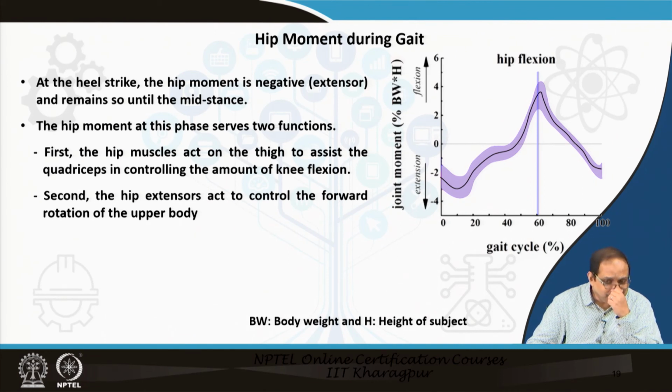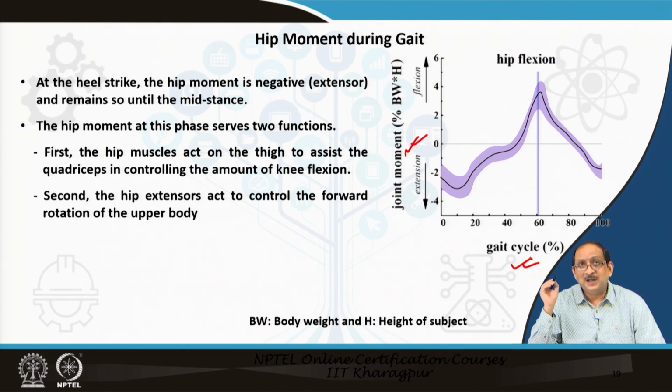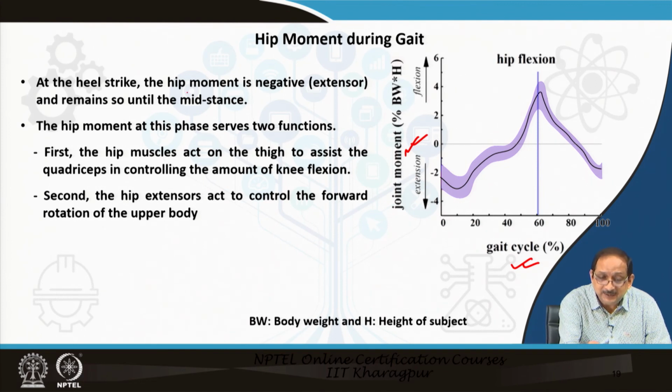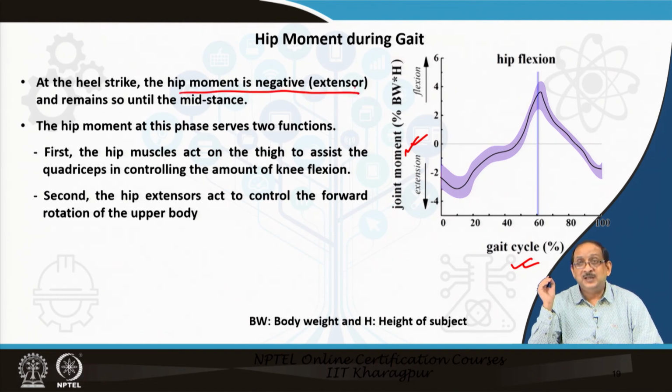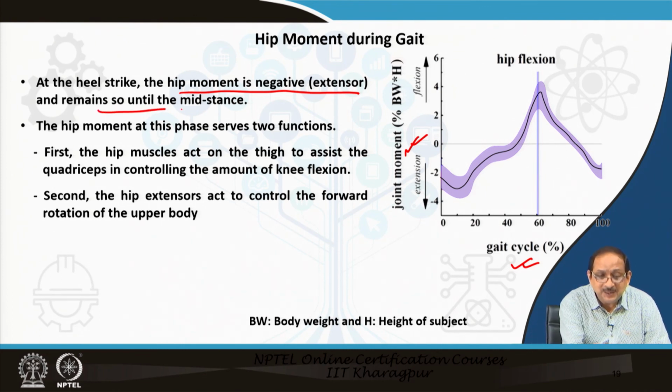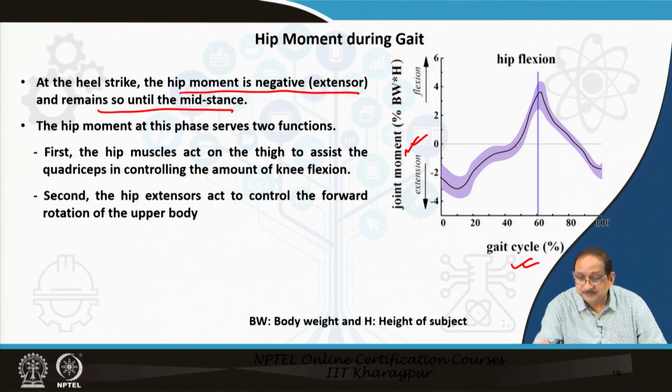Let us now discuss the hip moment during gait. Here in the figure, the hip joint moment is plotted against the gait cycle. At the heel strike, the hip moment is negative because of the extensor activity and remains so until the mid stance, as indicated in the figure.